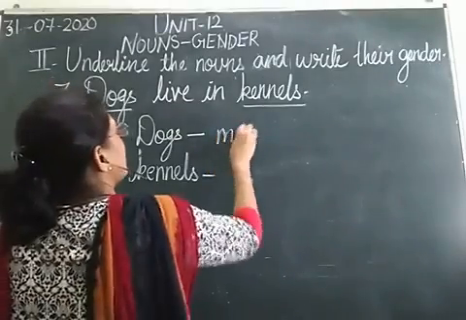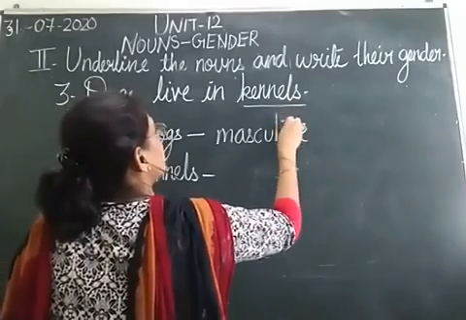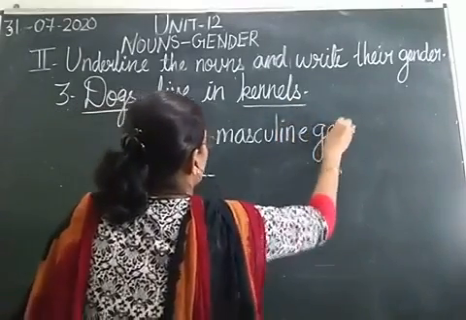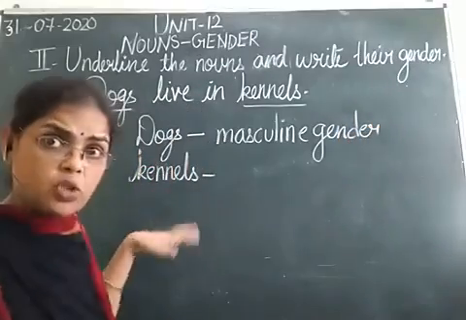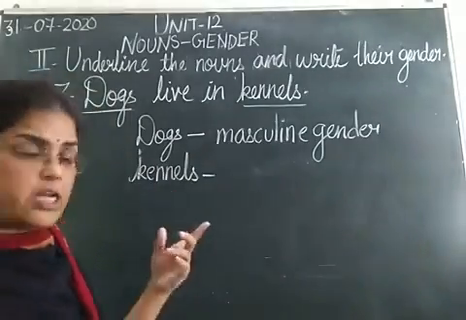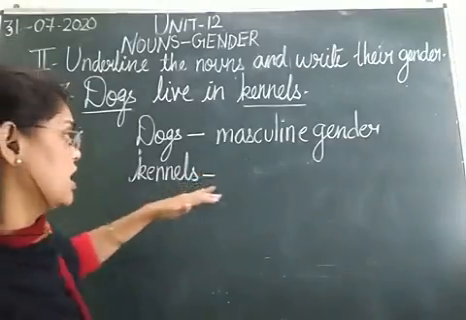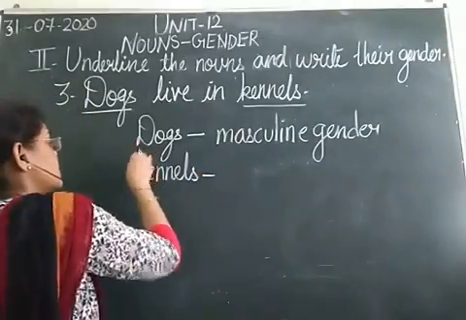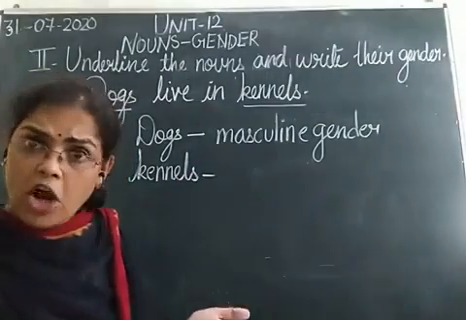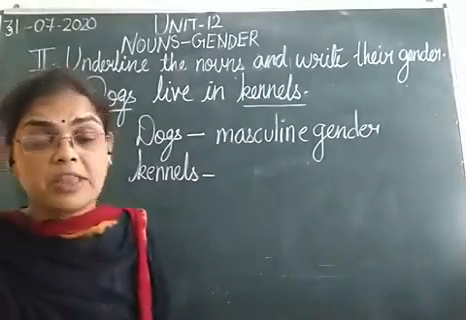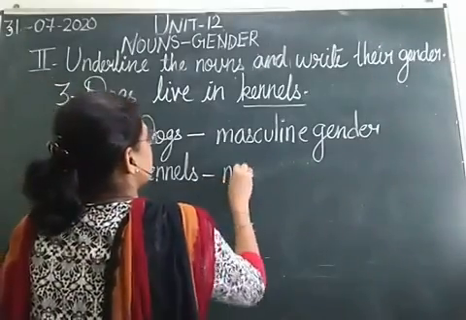Masculine gender. And बेटा dog का opposite feminine gender क्या होता है? All of you know bitch, isn't it? So dogs masculine gender. अगर bitch होता तो हम क्या लिखते? Feminine gender. Dogs denote male, so they are of masculine gender. Kennels. अब बेटा kennels तो small house in which a dog lives. तो that's a non-living thing. तो बेटा सारे non-living thing कौन से gender में आएंगे? The fourth gender, that is the neuter gender.